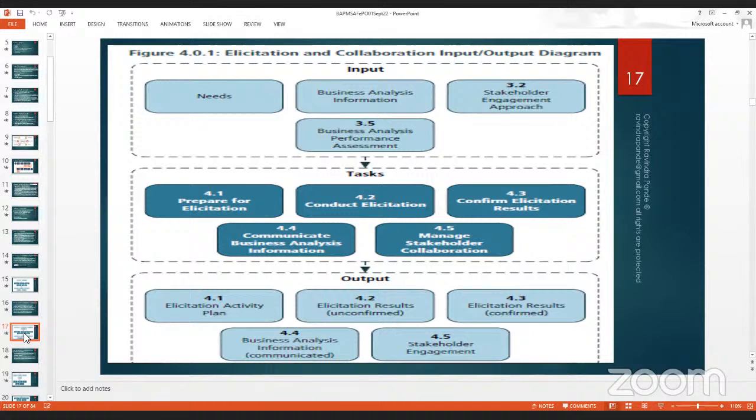Is the stakeholder open enough? Is the stakeholder free and frank to share his thought process, wish list for a given requirement, and so on and so forth? So that's why we normally have this elicitation preparation thought process in a given organization.